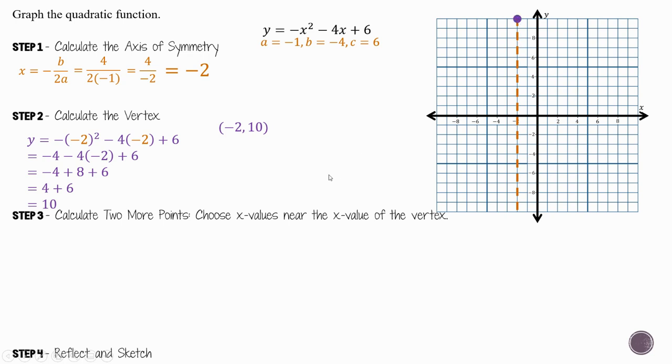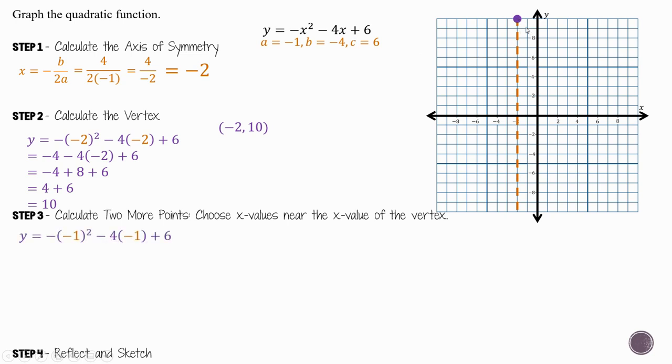Now I need to find two other points. So this is our vertex. We don't want to choose like 5 as an x value, because look at how far away that is from your vertex. A parabola goes down or goes up very quickly. So as we get farther and farther away from that vertex, our numbers are going to get very, very small or very, very big, and we won't be able to fit them on our graph. So when you're choosing two more x values to evaluate in this equation, choose something close to -2.